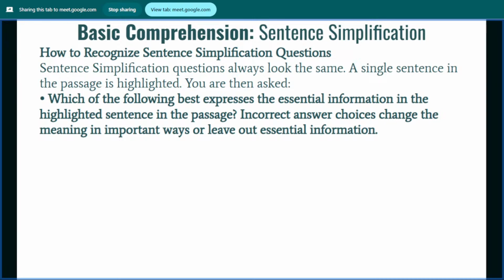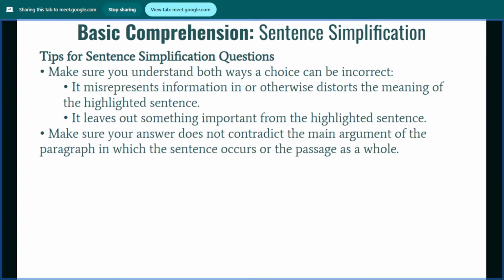Now, the option choices that they will show you will be a little confusing. When I say little, not actually little, they will be highly confusing. But what you have to maintain over here is that the sentence that you select does not misrepresent or distort any kind of information given in the highlighted sentence, as well as the paragraph and the whole passage. Along with that, make sure the sentence you select does not leave out any important information from the highlighted sentence.